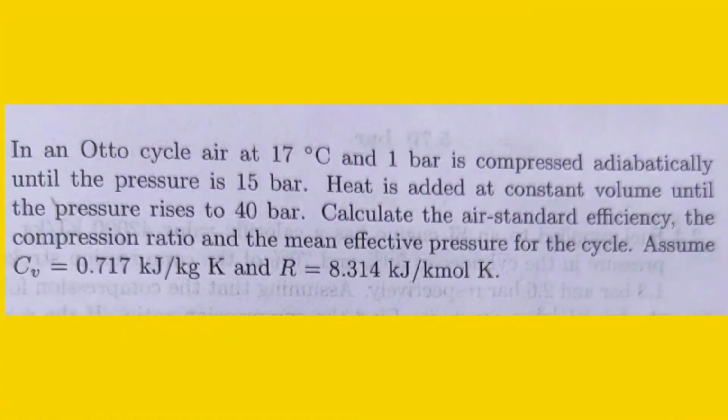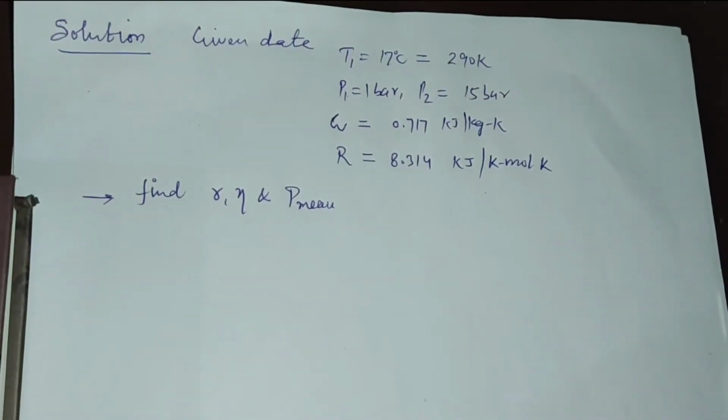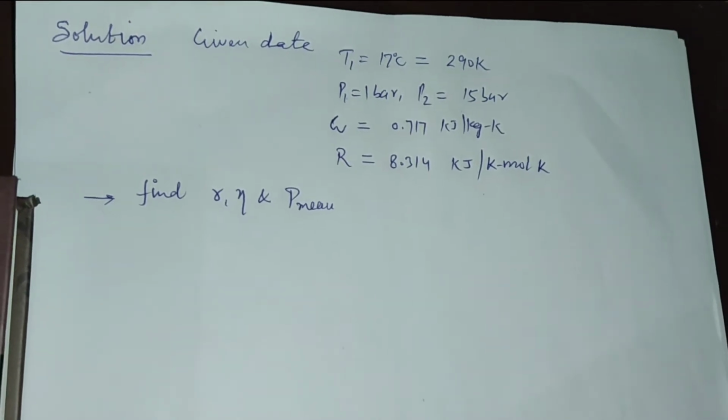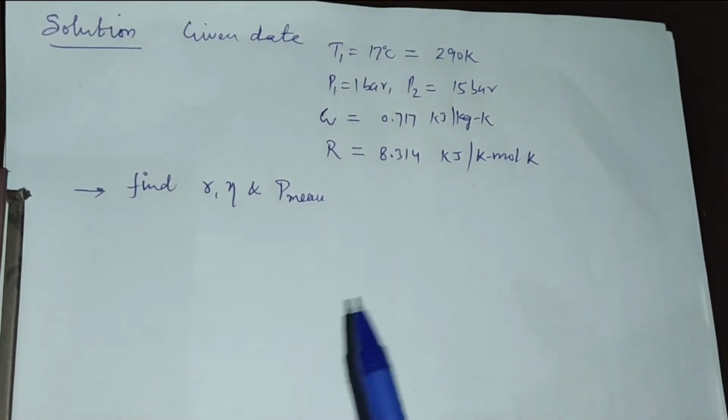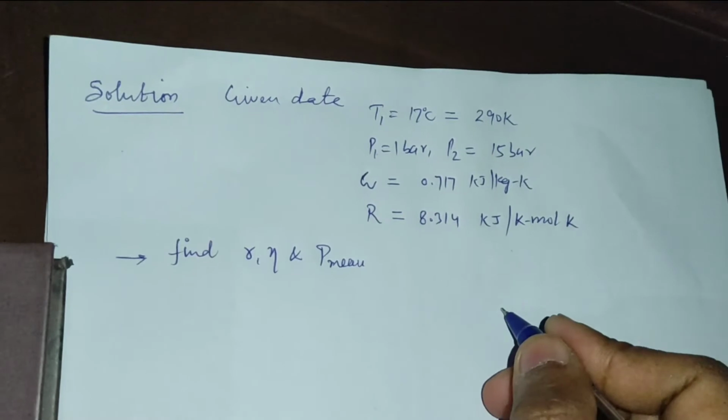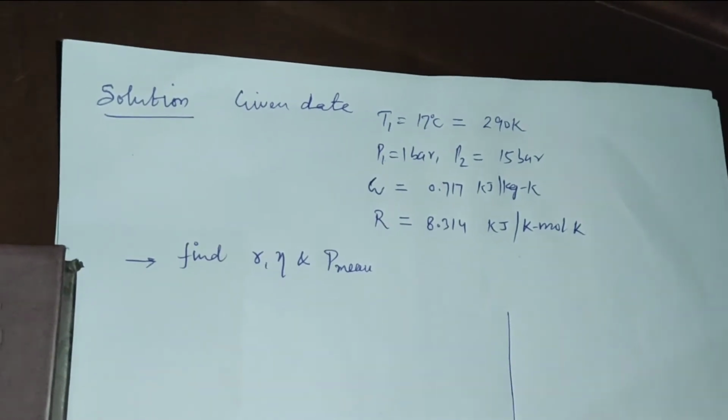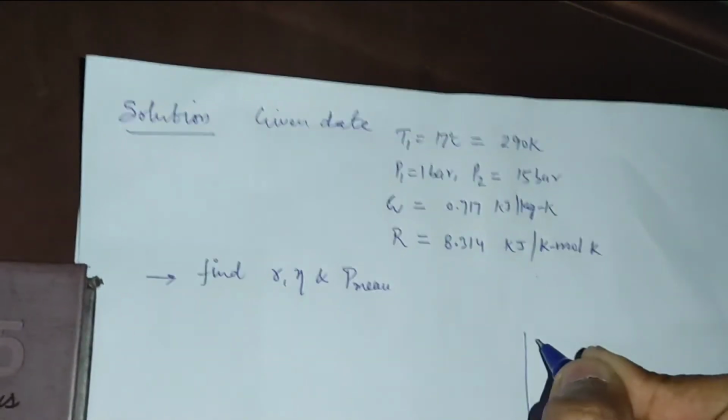CV is given and R is given. So we have to calculate in this video the value of air standard efficiency, compression ratio and the mean effective pressure for the cycle. Now we will solve this question. The given data is as follows. So first of all, I will draw the PV diagram of this Otto cycle.